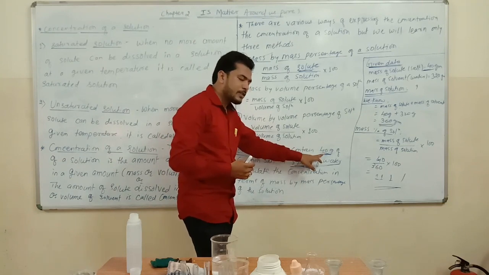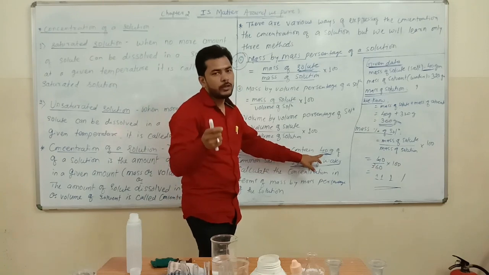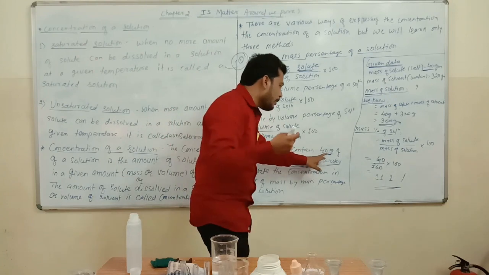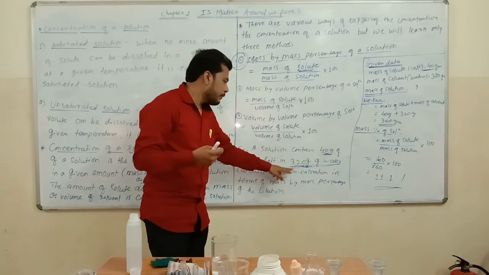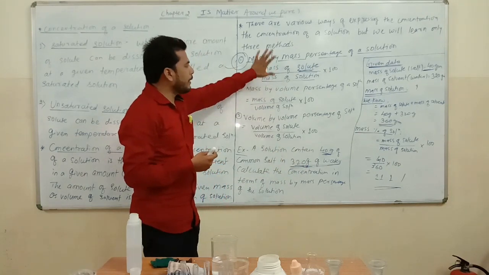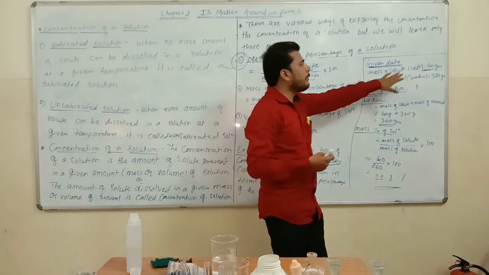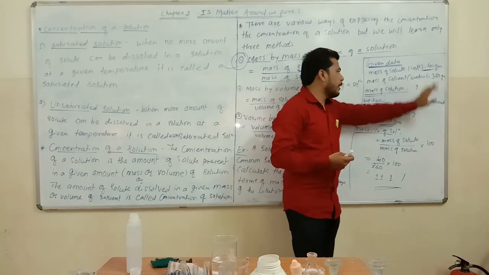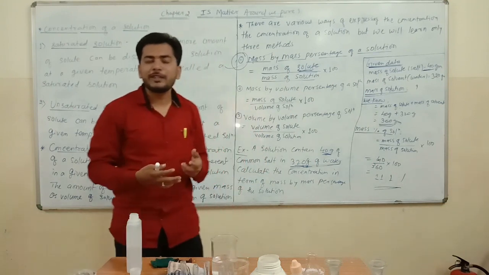So mass of salt means solute. We know very well what is solute and what is solvent, so I am not going to repeat it again and again. Mass of solute is given as 40 gram and mass of the solvent is 320 gram in this example. Both are mass by mass, so we calculate by this formula. Now we don't know the mass of solution. How can we calculate mass of solution?